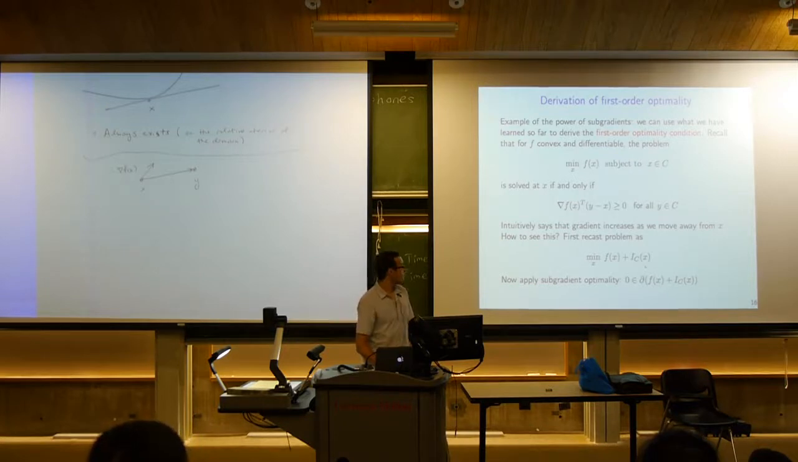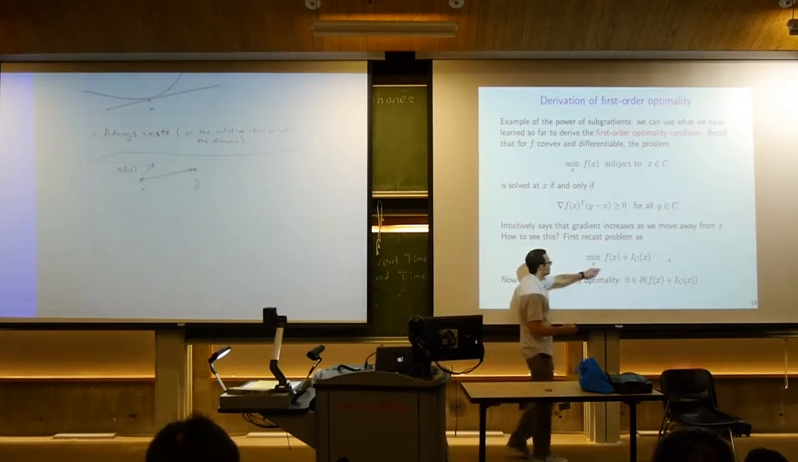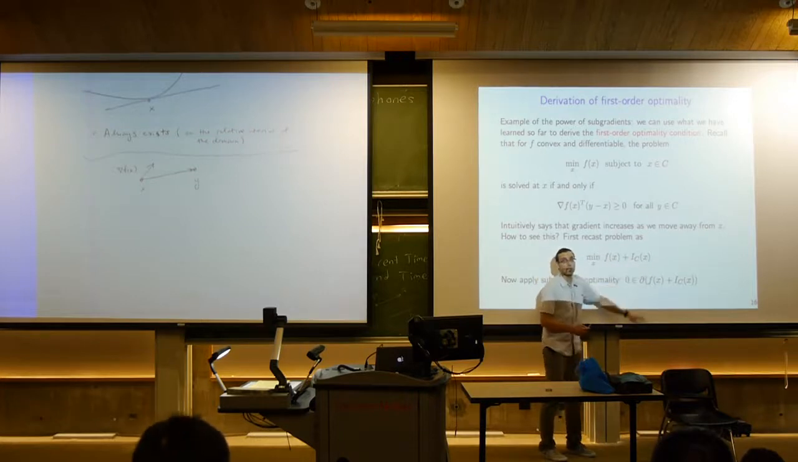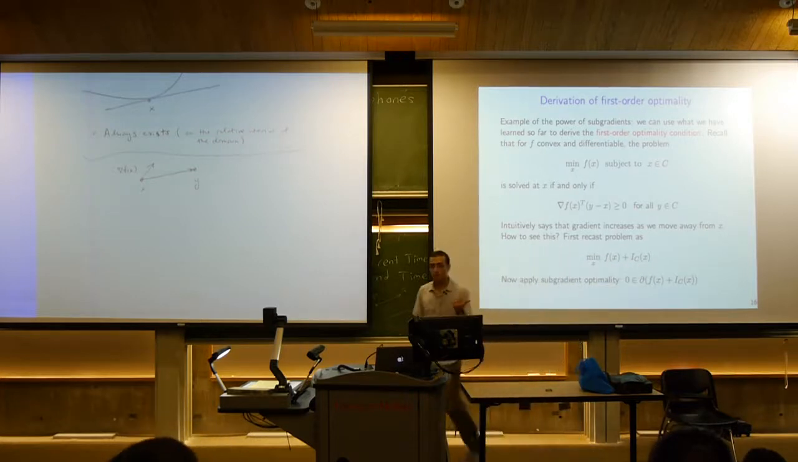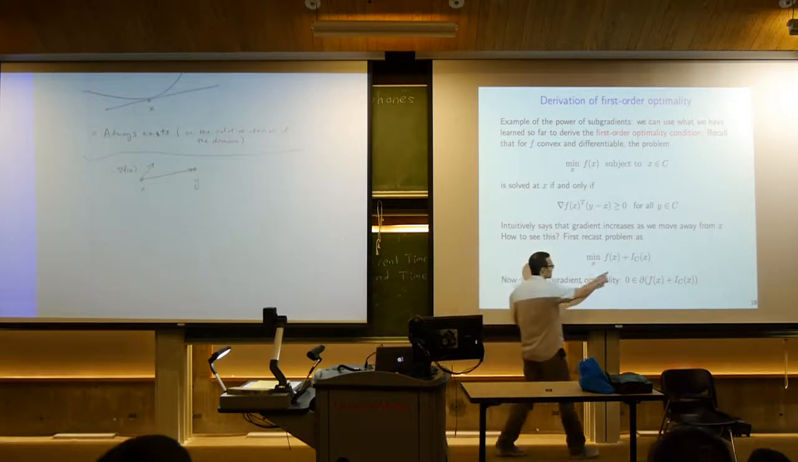And now we're going to apply subgradient optimality to this function. If I have a point that minimizes this function, it's equivalent to 0 being a subgradient of this function at the point. That was what we saw from the last slide. So we want to take subgradients of this function and check when a subgradient is 0. How do we take a subgradient of this function, f of x plus the indicator function of the set C at the point x?